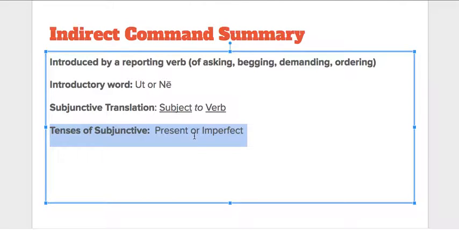Just the present or imperfect. Yes, because if you think about it, both of these tenses are used to express an action that will happen after the main verb or at the same time as the main verb. You're not going to ask someone to have already done something, which would be the perfect and pluperfect subjunctive usage in a subordinate clause. So because of that, you're never going to see the perfect or pluperfect subjunctive in an indirect command.